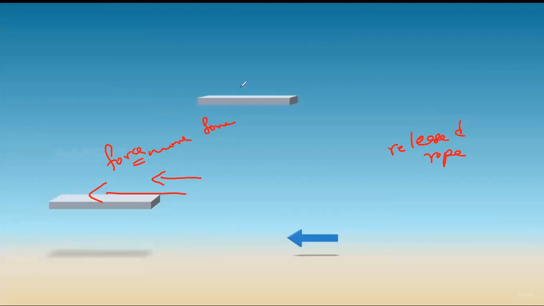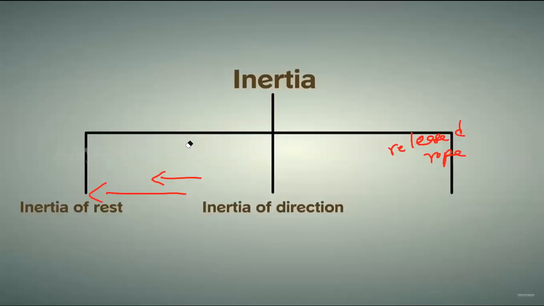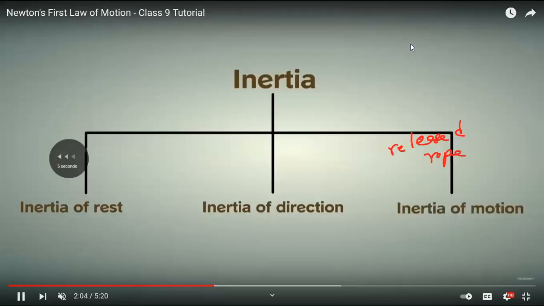So what are they saying now, what are we going to study? Inertia, correct? Everybody note it down. So inertia, we can make what? Inertia of rest, inertia of direction, and inertia of what? Inertia of motion. That is what we will study now.